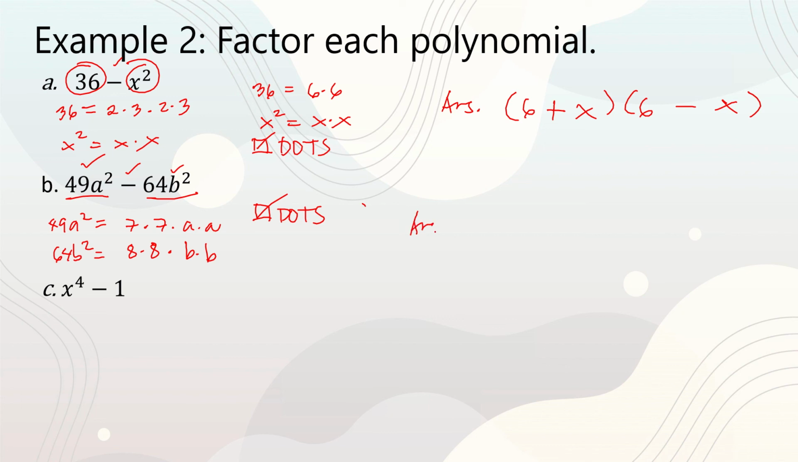So yung sagot natin, dalawang binomial, yung first term, yung square root ng 49a squared. So square root of 49, 7. So 7, 7. Square root ng a squared, so isang a. Then, second term, square root ng 64 is 8. 8, 8 sa dalawa. Square root ng b squared is b, b. Then, bahala na, plus, minus na lang sa 8. So, minus, plus. There you go.